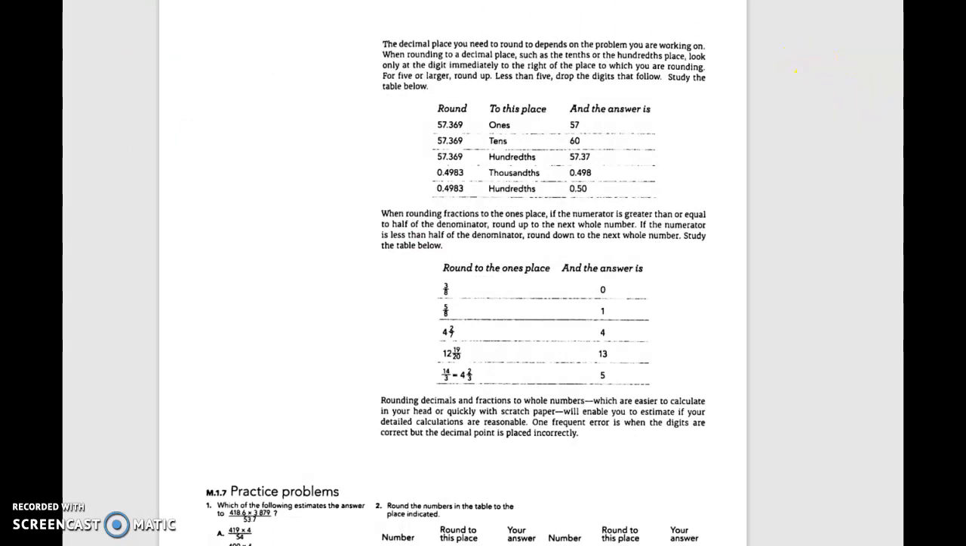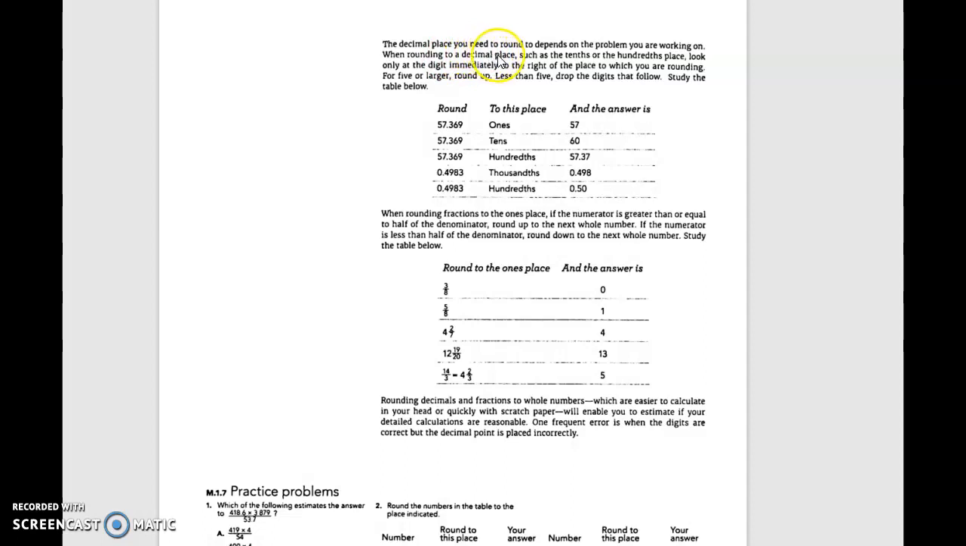There are two ways we're going to round. The first way we're going to round is to learn how to do it with decimals. As you can see, the decimal place you need to round to depends on the problem you're working on. So sometimes you're going to round to the ones, the tens, the hundreds, the thousands. Any decimal place value you can round to. You just have to know what the rule is.